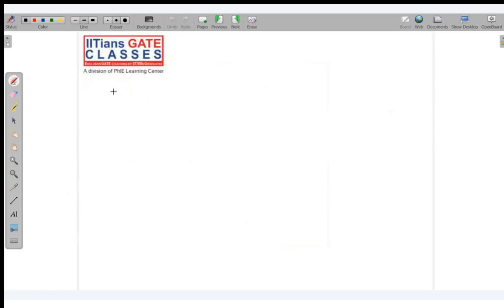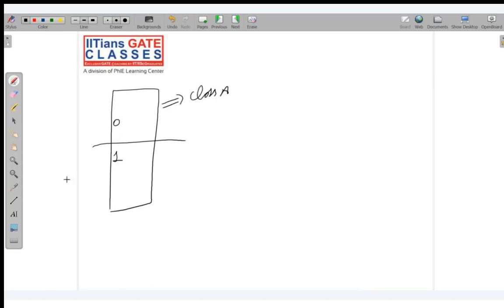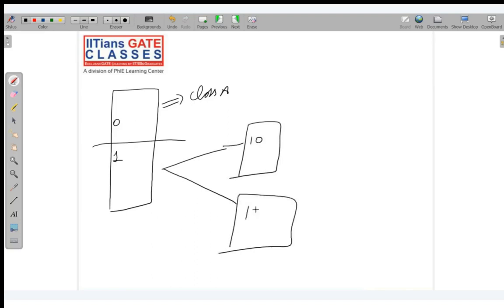So there are a total of 2 power 32 IP addresses. We have divided it into 2 parts. In the first part I am saying the first bit is 0, and in the second part I am saying the first bit is 1. So this is given to your class A. Now if the first bit is 1, then again I am dividing it into 2 parts. The first part is 1 0 and the next part is 1 1. Are you getting it? Yes, sir.